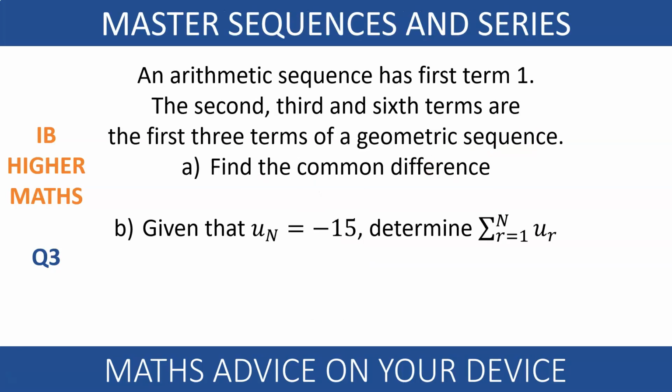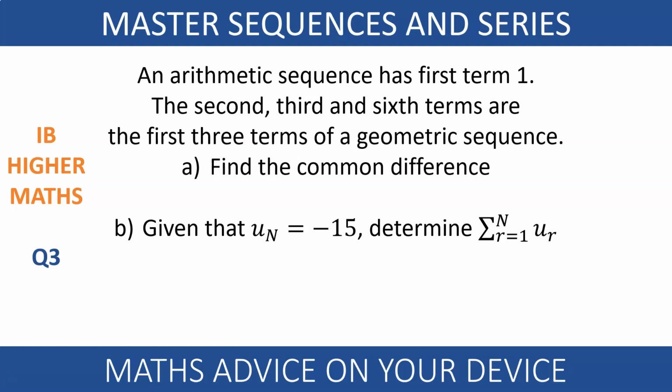This is a 7 marks question. An arithmetic sequence has first term 1. If the second, the third, and the sixth terms of this arithmetic sequence are the first 3 terms of a geometric sequence, we need to find the common difference, d.